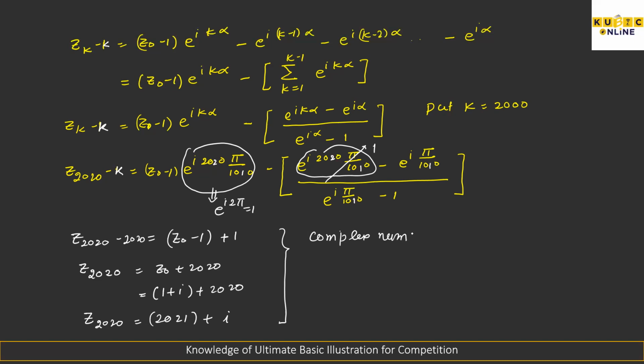So the complex number associated with P2020 is 2021 plus iota. So it is the same as (a, b), that is (2021, 1). So a plus b equal to 2022, and this is the final answer, right?